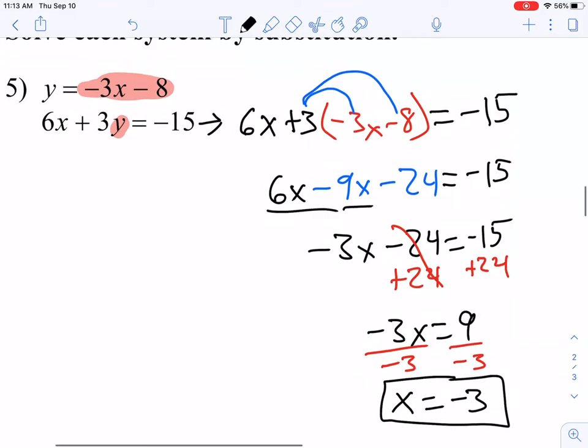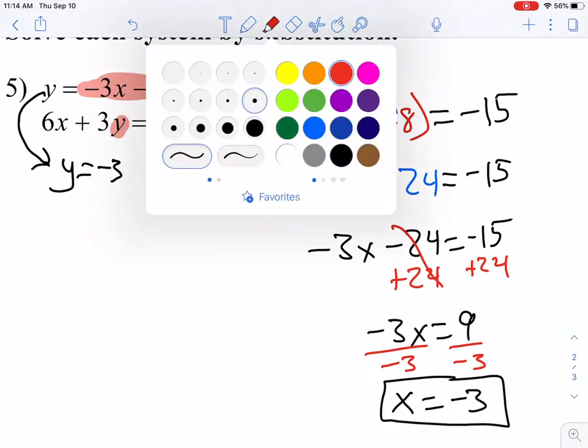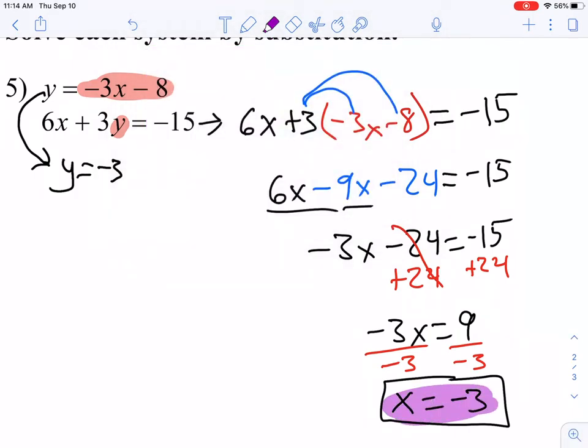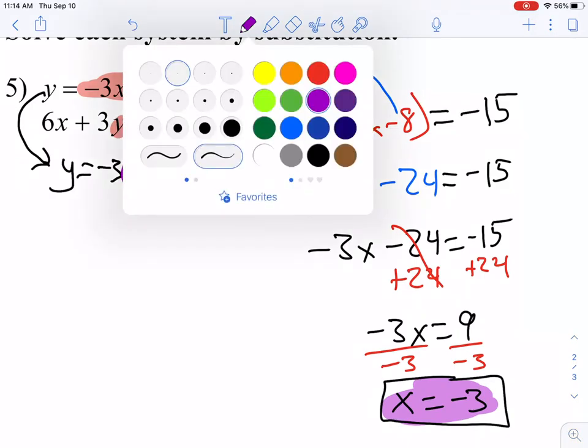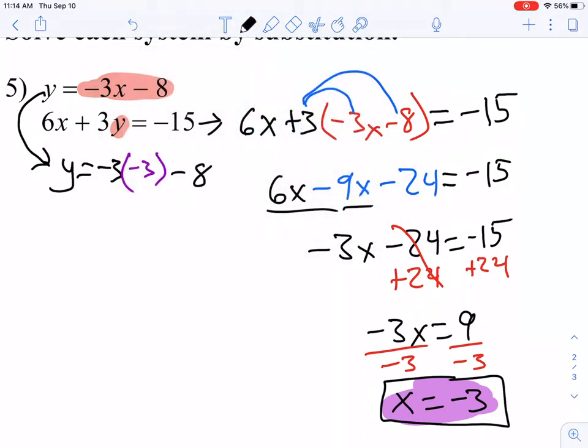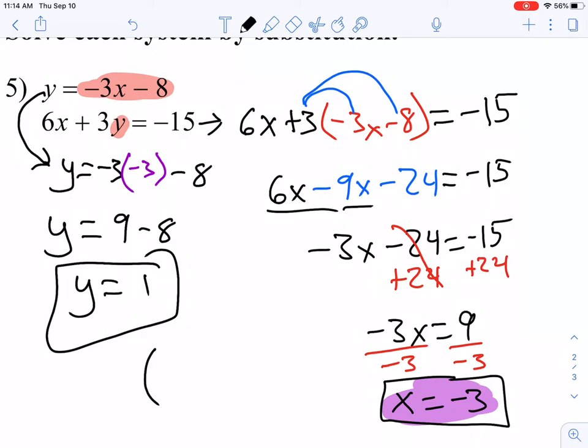Now that we know what x is, we are going to plug it in. So y equals -3, and then I'm plugging in my x value, which I've highlighted. I did not highlight, I scribbled over, which I've highlighted in purple. So that's -3 is what I'm replacing, and then -8. -3 times -3 is 9, minus 8, which is 1. And then I describe this as an ordered pair, my x value, comma, my y value.